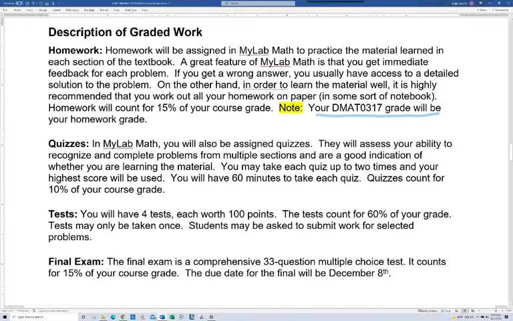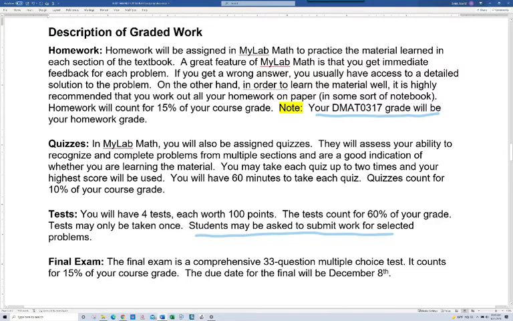But just keep in mind that if you can do the quiz without using notes, then that's an indication that you're prepared for the test. If you're struggling with the quizzes, that means you've got more work to do. All right, we talked about the tests. I do want to mention that you may be asked to submit work for some of the problems.